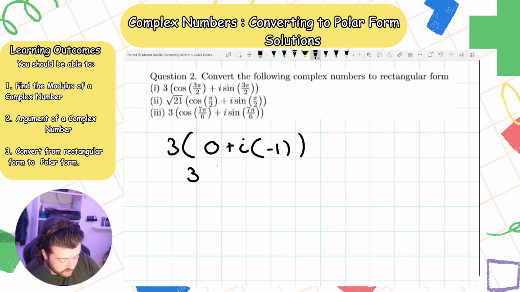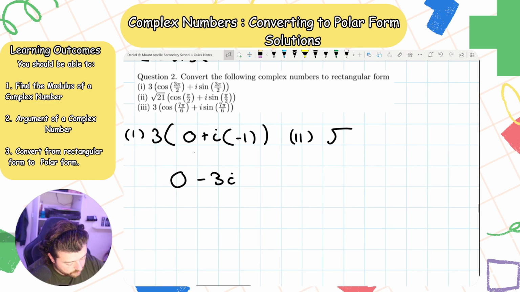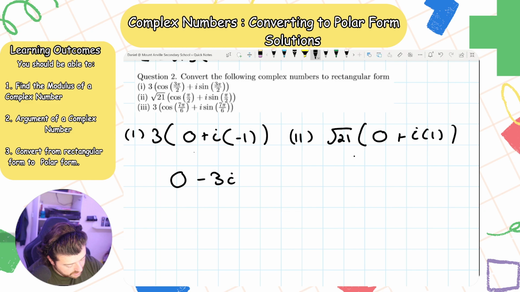I'm going to have 3 times 0, which is just 0. 3 times minus I is just minus 3i. There is my solution for the first one. The second one is just going to be root 21 times cosine pi over 2, which is 0, plus I sine pi over 2, which is just going to be I times 1. So my answer here is going to be 0 plus root 21i.